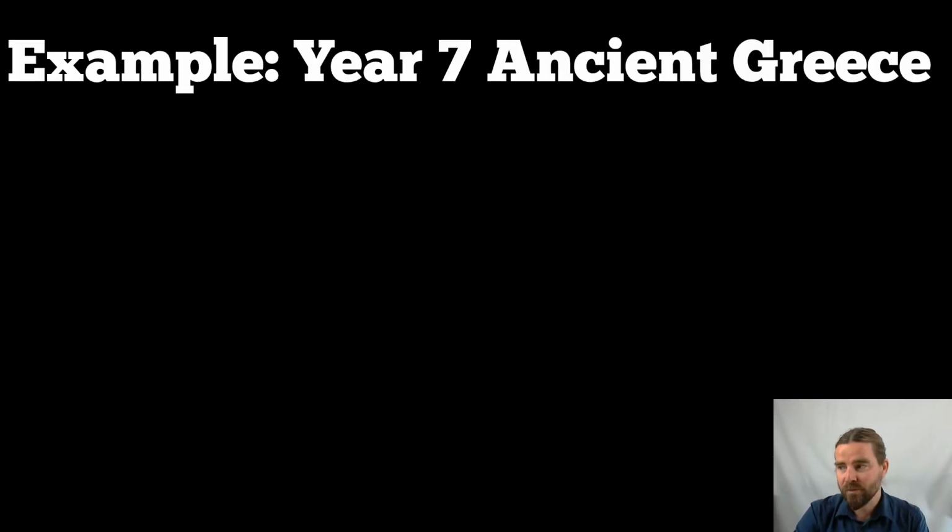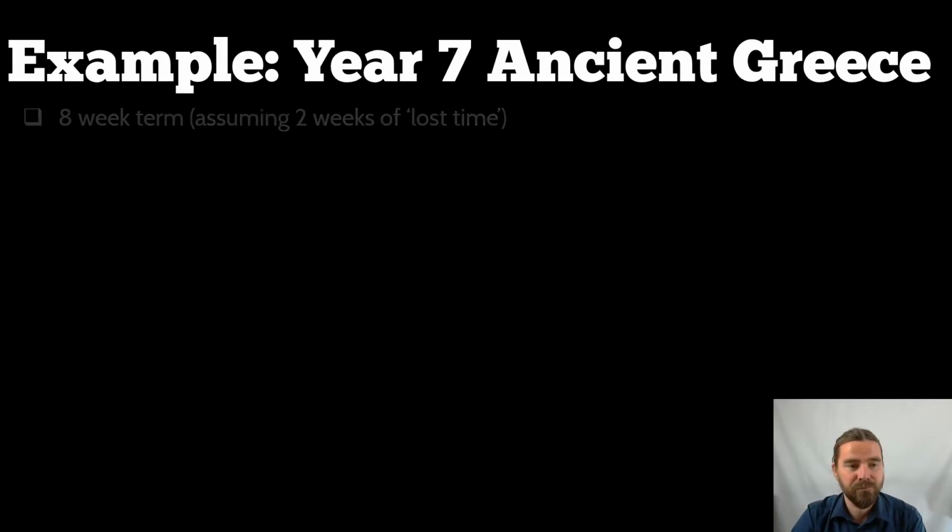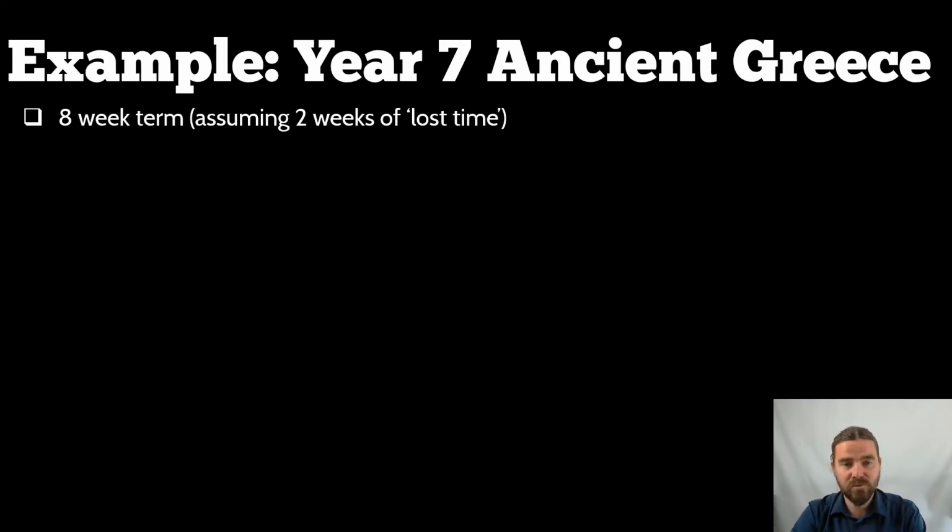So I'm going to give you an example from Good Humanities 7. This is the history chapter, Ancient Greece, and this is an example of how I would use every single thing that is available to you. So just going to tell you what my assumptions are. Assuming that there's an 8-week term, now obviously there's a 10-week term, but we're assuming that you lose a couple of weeks to random swimming carnivals and stuff like that. That's kind of how we plan at my school.